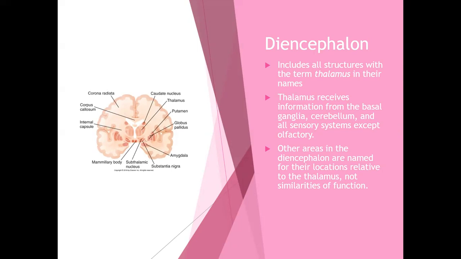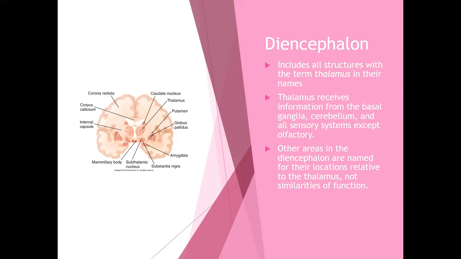The diencephalon includes all structures with the term thalamus in their names. That makes it easy to know. And the diencephalon is right in the middle of the brain. And just like the cerebral cortex, it has left and right halves. So we have a left and right thalamus and a left and right everything else.